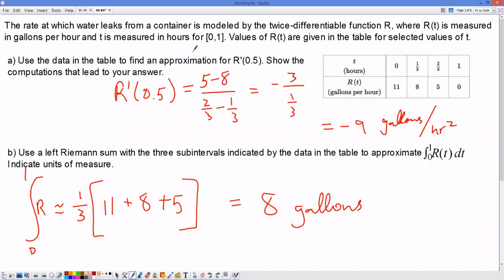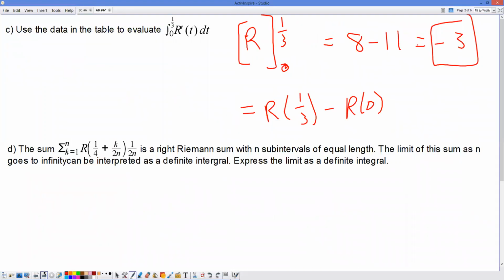Somebody asked if part A, I think it was Jordan, asked if part A asked for units. So no, it didn't ask for units. So we didn't need to put negative 9 gallons per hour squared. But if it did ask for units, that's what they should have been. But part B did ask for units, so we want to make sure we have them there. Everybody good with A, B, and C so far?